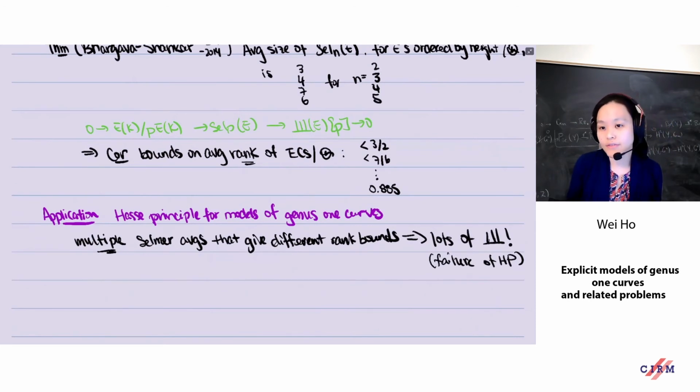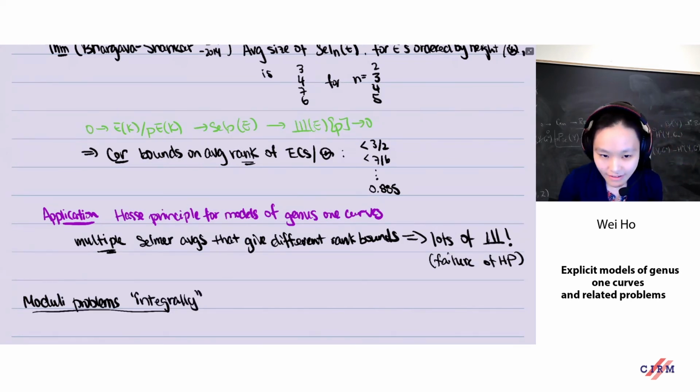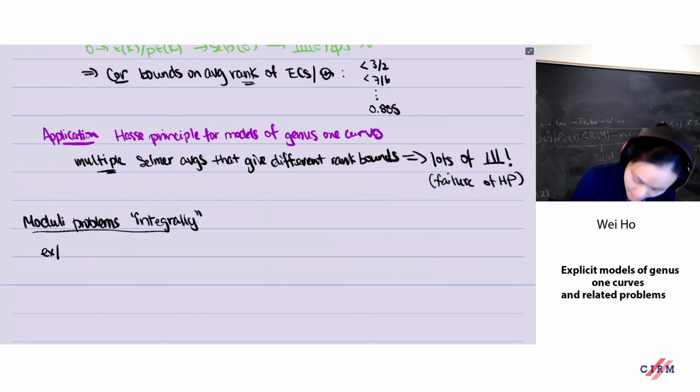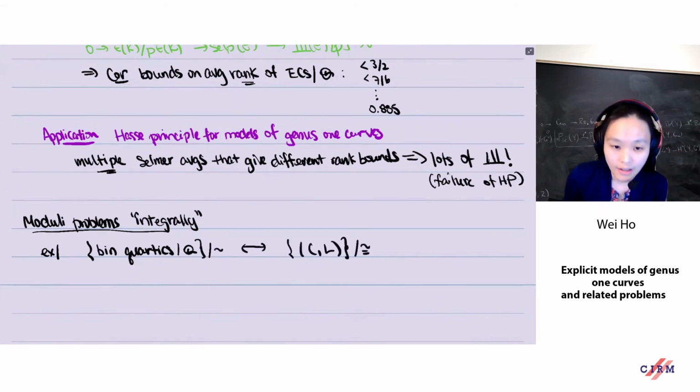Okay, so I've mentioned all these various applications that have to do with rational points on elliptic curves, but let me just say that if you actually want to think about integral points on elliptic curves, then you need to start thinking about moduli problems somewhat integrally. Well, maybe I don't mean that exactly precisely here, but let me just do a quick example. Say you look at binary quartics, right? So we're thinking about these things over Q or over a number field, and we said these are corresponding to my C's and L's, degree 2 L's.